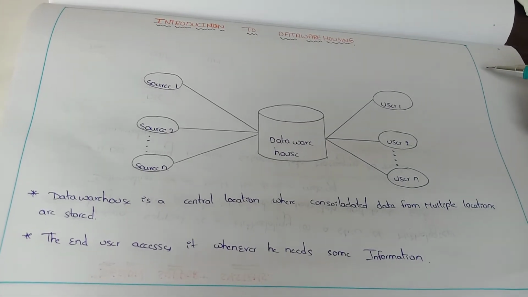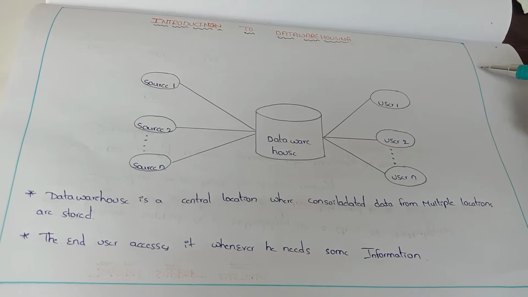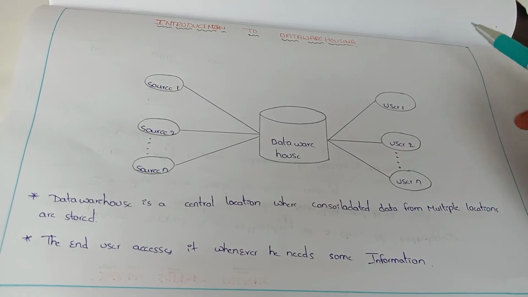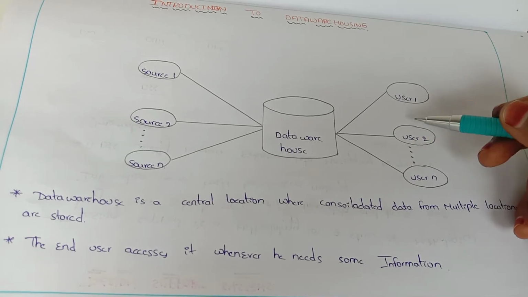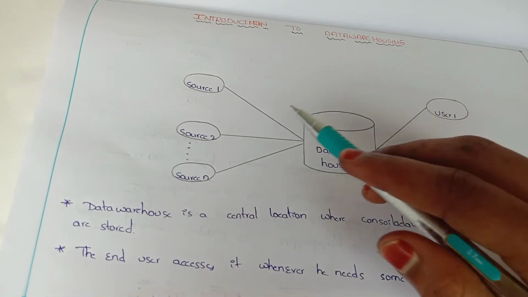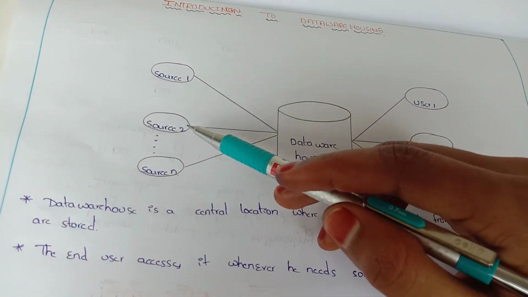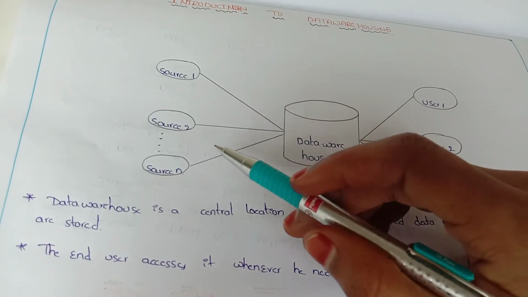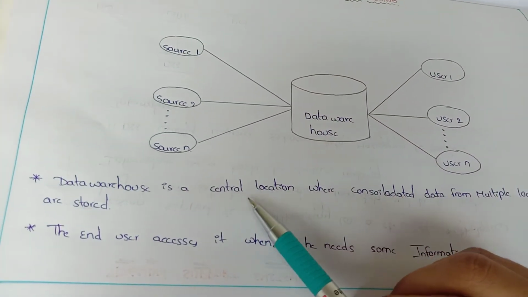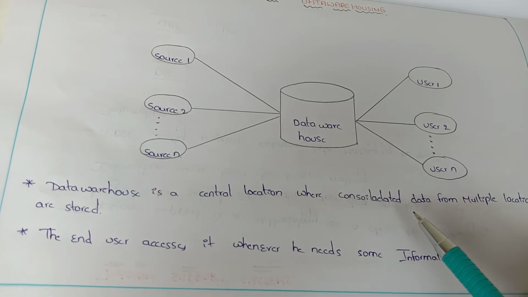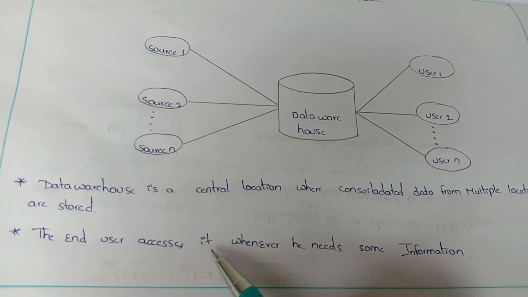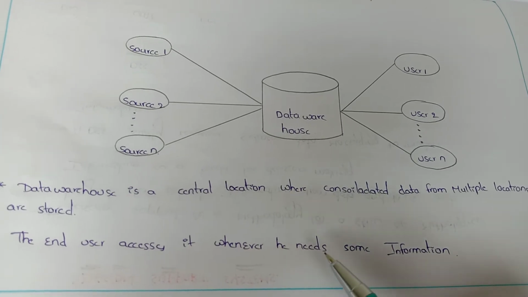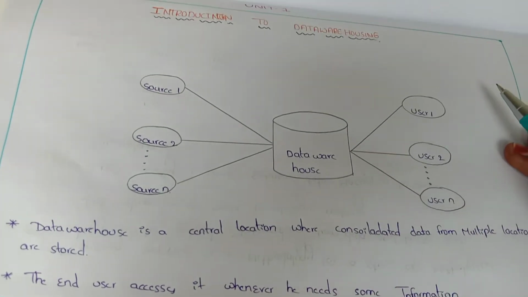Now we have to discuss the introduction to data warehousing. This is the introduction to data warehousing. These are the users: user one, user two, and any number of users. And these are the sources: source one, source two, and any number of sources. Data warehousing is the central location where consolidated data from multiple locations is stored, and the end user accesses whatever information he needs.